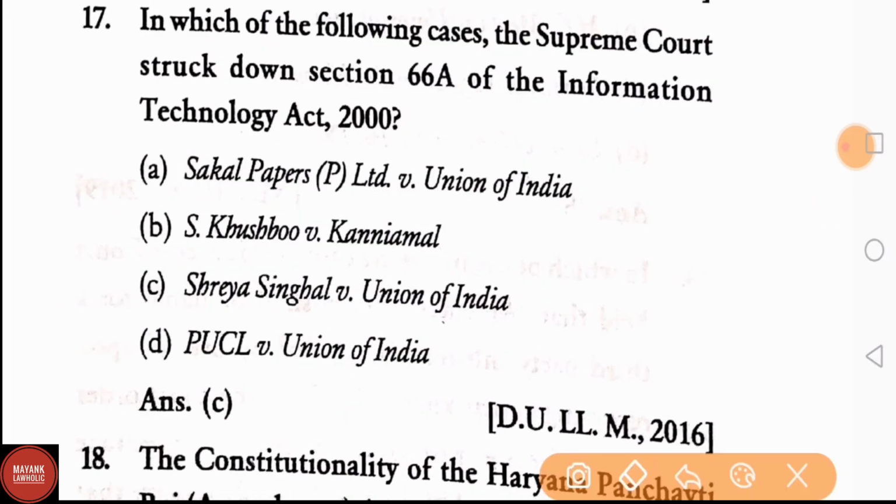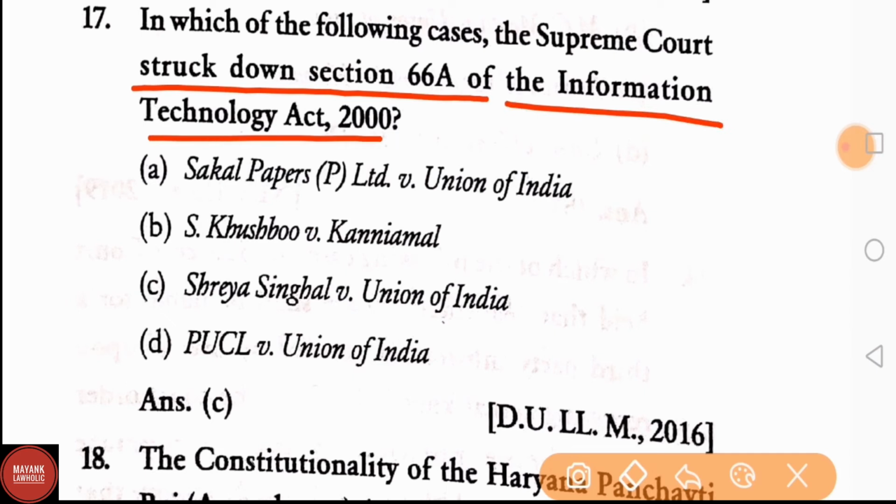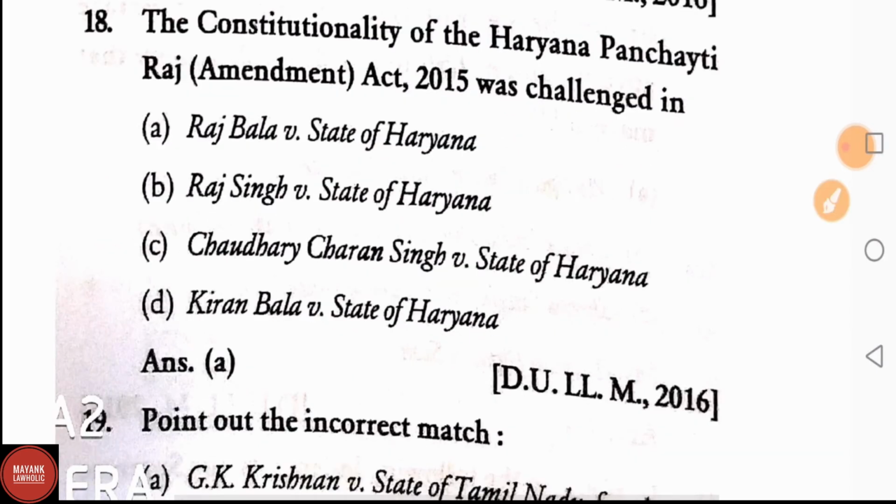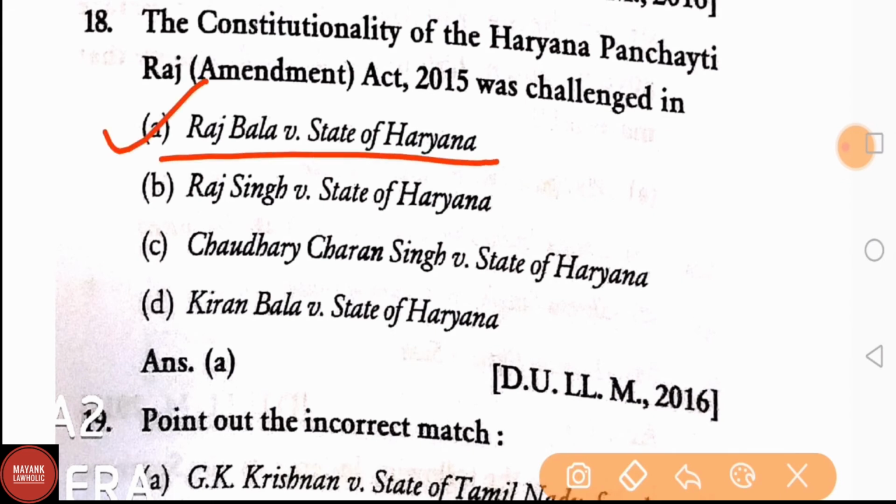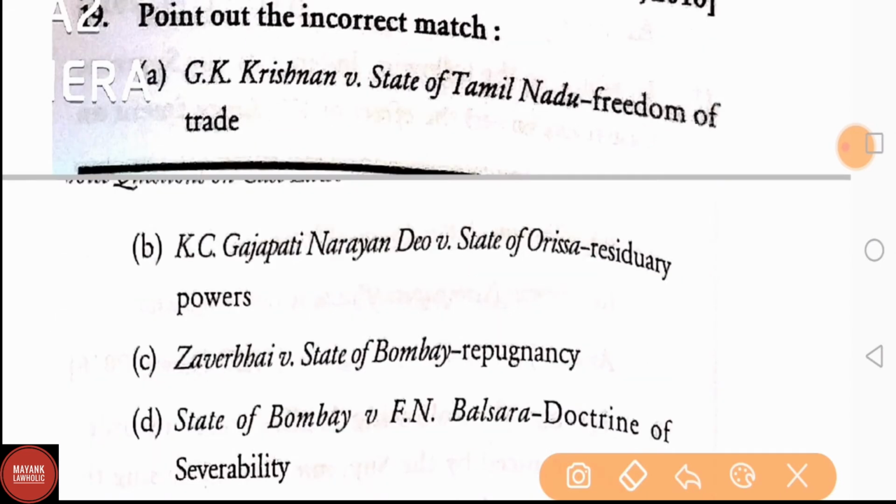Question number 17. In which of the following cases the Supreme Court struck down Section 66A of the IT Act 2000? In the case of Shreya Singhal versus Union of India. Question number 18. The constitutionality of the Haryana Panchayati Raj Amendment Act 2015 was challenged in the case of Rajbala versus State of Haryana. Point out the incorrect match.